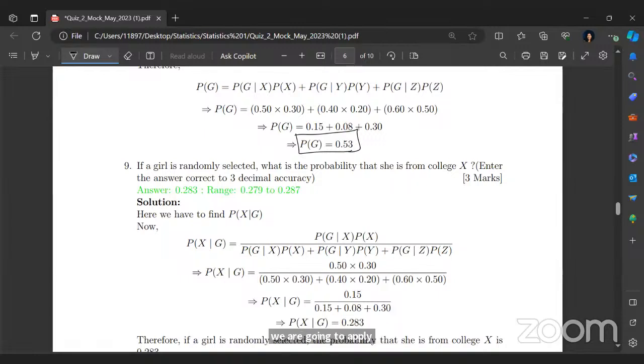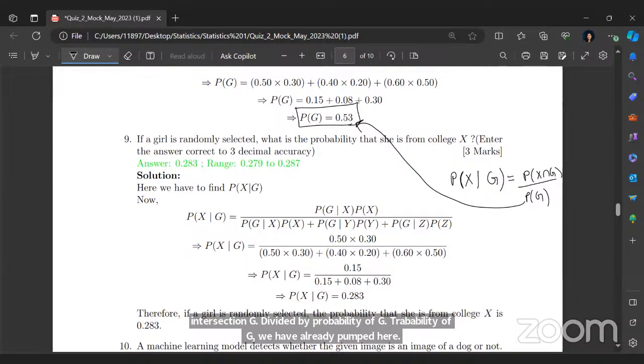Okay. So now we are saying, if a girl is randomly selected, what is the probability that she is from college X? So the probability that the girl is from college X, given that it's a girl, right? This is just probability X intersection G divided by probability of G. Probability of G we have already found here, so we don't worry about that.